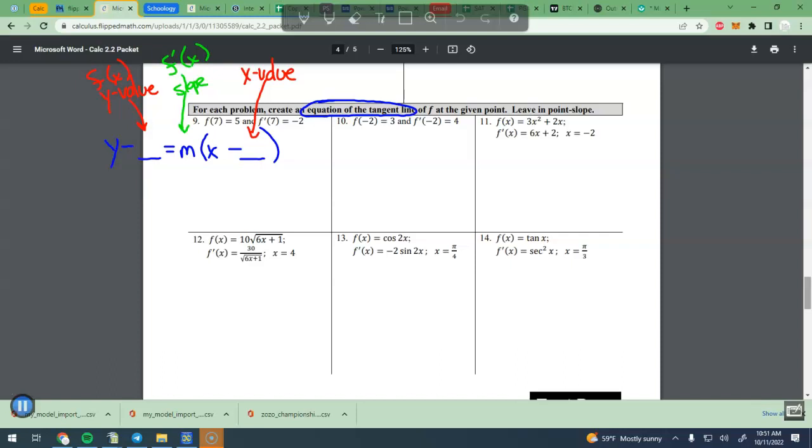So here they are giving you that is the point 5, 7 in the original graph. And they are giving you negative, nope, sorry, that's not true at all. 7, 5. 7, 5 is a point on the original graph. And 7, negative 2 is a point on the derivative.